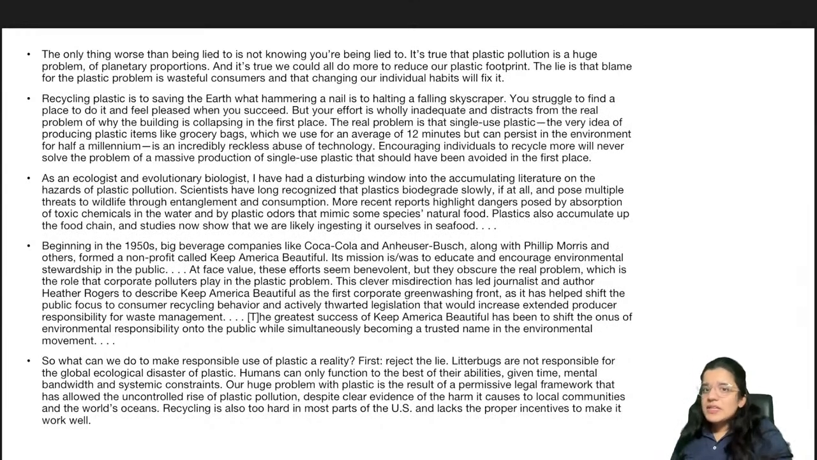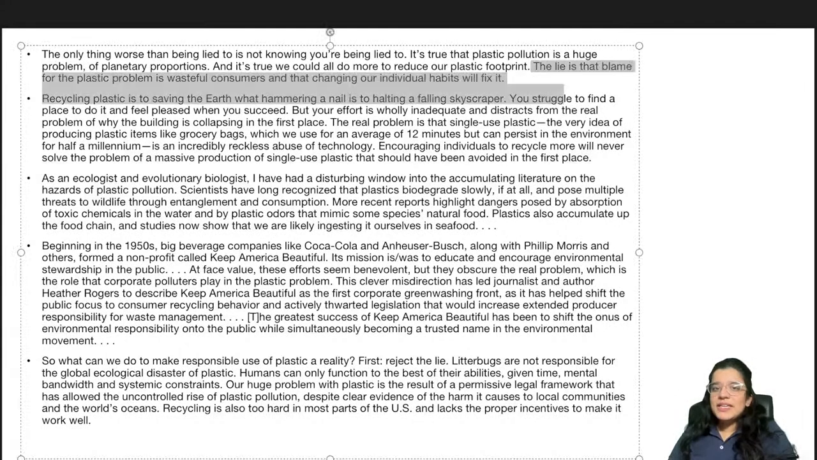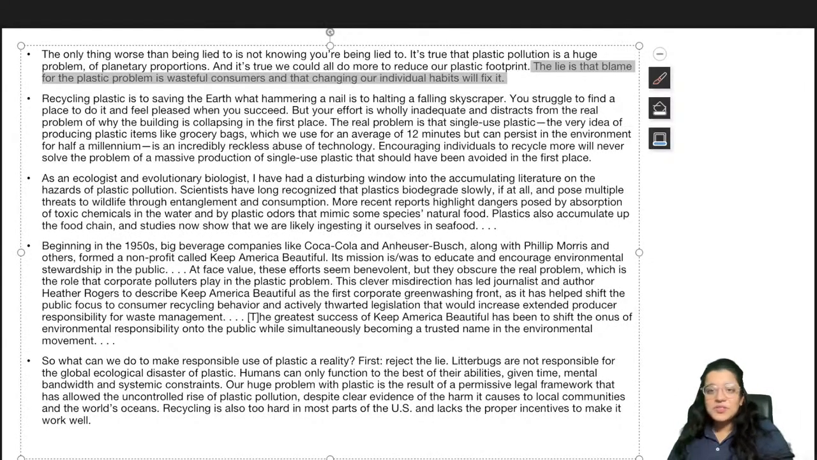It says it's true that plastic pollution is a huge problem of planetary proportions, and it's true we could all do more to reduce our plastic footprint. The lie is that the blame for the plastic problem is wasteful consumers and that changing our individual habits will fix it. These two lines in the first paragraph are extremely important because अगर आपको ये दोनों lines समझ नहीं आई है, then you would not have understood the whole passage. Right? So the whole passage is actually based upon this lie that the author is talking about.